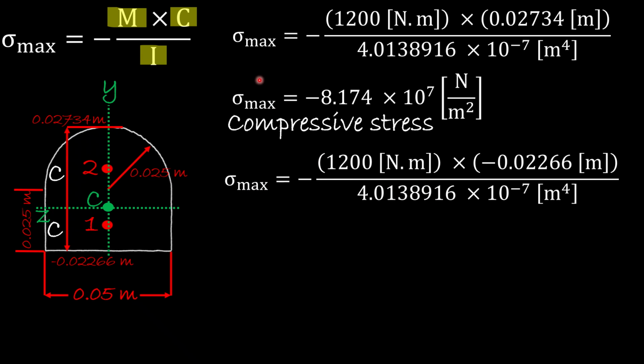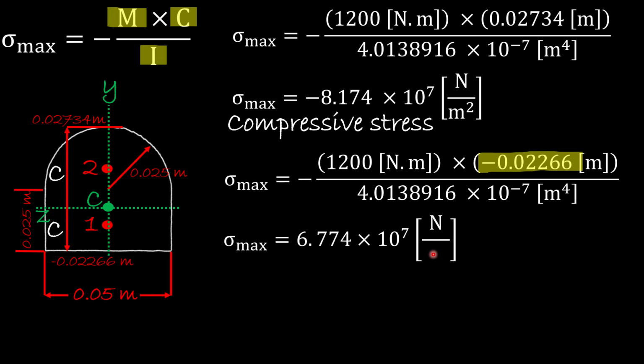Same thing we will do for the bottom, but we will use the other C value, which will be negative 0.02266. And don't forget the negative in front of the expression. Here it will give us a value of 6.774 times 10 to the power 7 Newton over meter squared, or Pascal. And since we have a positive value, it tells us that at the bottom of the beam we will have tensile stresses. Thank you very much. Have a good day.